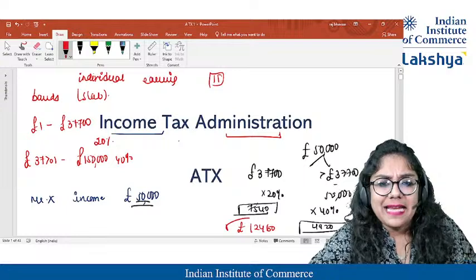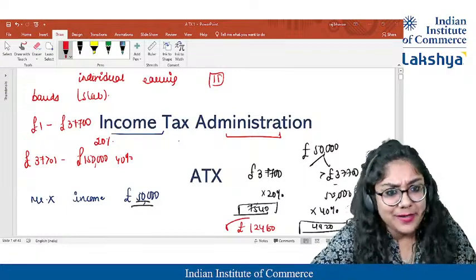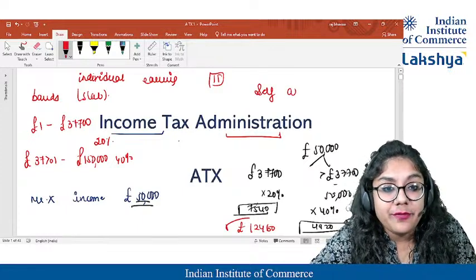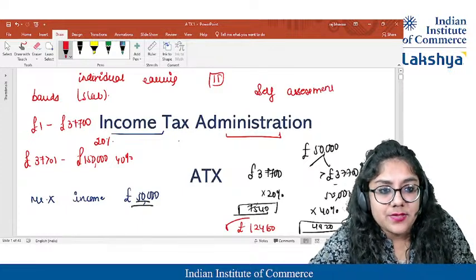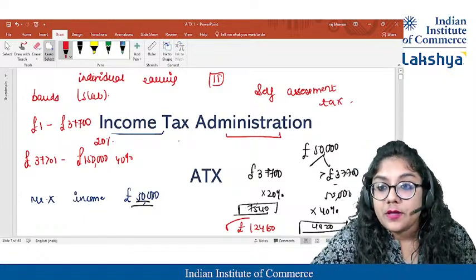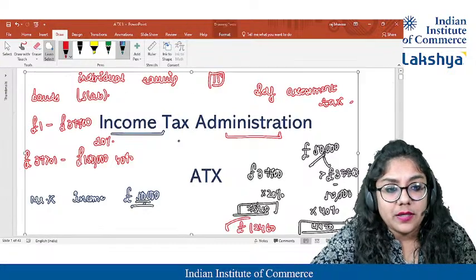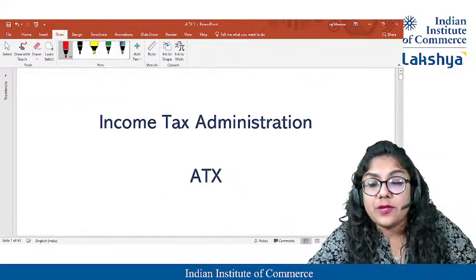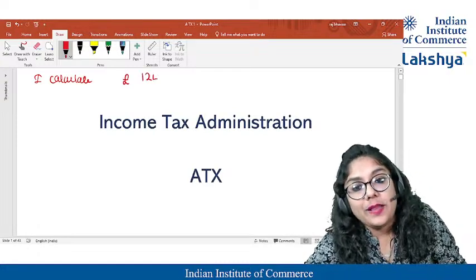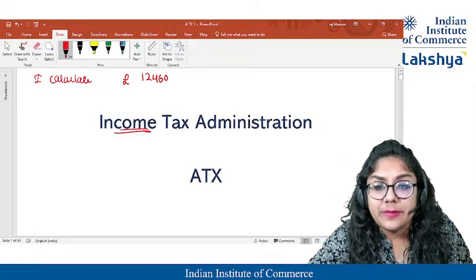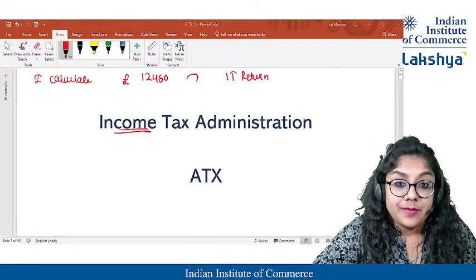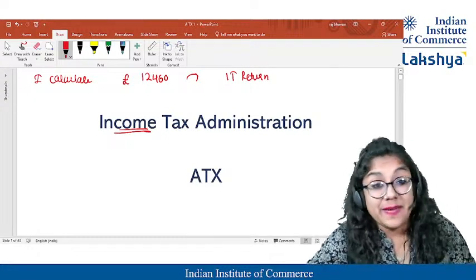If I calculated the tax myself, along with a chartered accountant, that is known as self assessment tax, calculated on my own. That is 12,460. Do you think the income tax authority will also calculate the same tax? I calculated a tax of, let's say, pound 12,460. Maybe I went to the income tax authority and filed my IT return. My income tax authority, who is my administration?